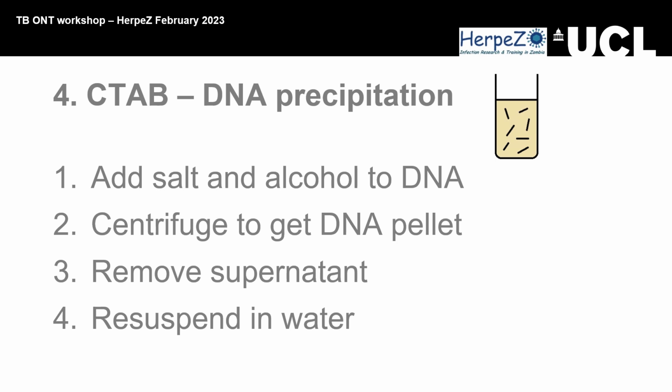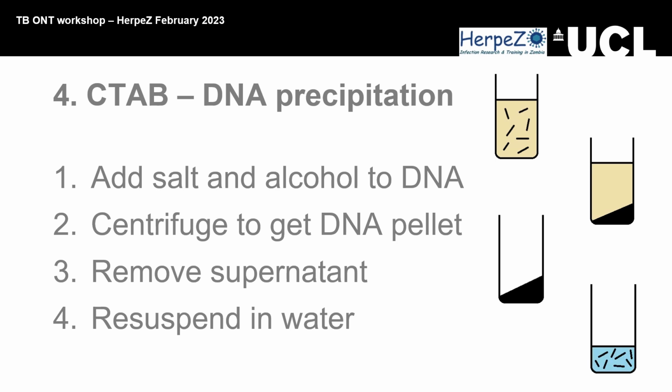Then for the yeast, it's used during the alcohol precipitation for effective precipitation and to aid in the recovery of small amounts of nucleic acid and improve the DNA yield. Then DNA precipitation: we add the salts and alcohol, then we centrifuge to get the pellets, remove the supernatants and resuspend in water. So explain more.